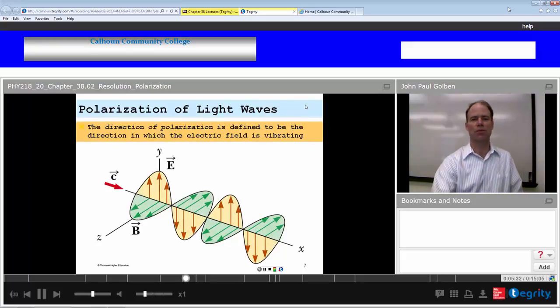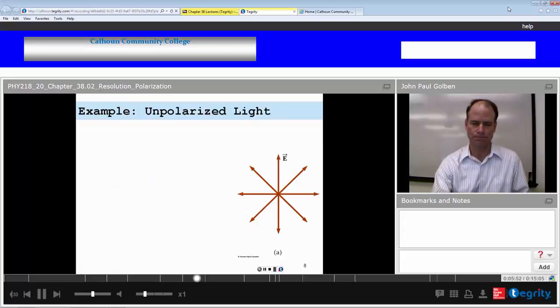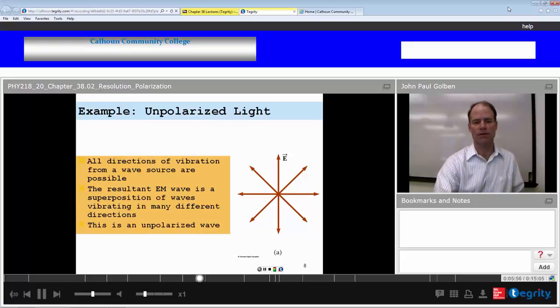Polarization. The direction of polarization is defined to be the direction of the E field vector in whatever direction that is vibrating. It's going to be perpendicular to the direction of travel of the wave and perpendicular to the magnetic field vector. So this is what we call the amplitude of the light wave, the E field vector. For unpolarized light, we can have E field vectors going in all directions. So we have contributions of light in all directions, and this would be an unpolarized wave.